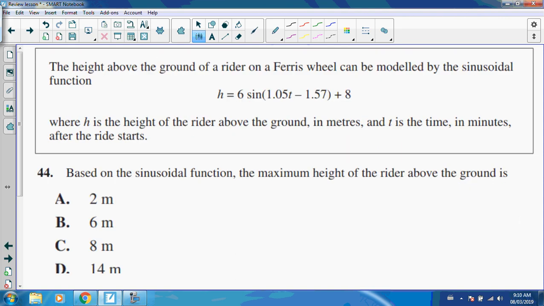So next, a multiple choice one. The height above ground of a rider on a Ferris wheel can be modeled by the sinusoidal function given here, where h is the height of the rider above ground and t is time, in this case in minutes, and height is in meters. So slightly different, but give this one a try. Maybe pause the video here, and then I'll go through the explanation after.